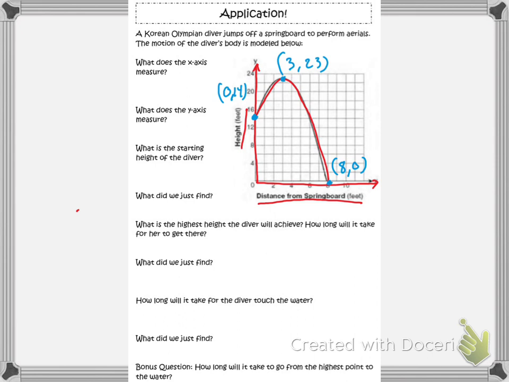All right, answering the first, let's read it through. A Korean Olympian diver jumps off a springboard to perform aerials. The motion of the diver's body is modeled below. What is the x-axis measure? So go ahead and take a look at the x-axis. The x-axis measures the distance from the springboard.